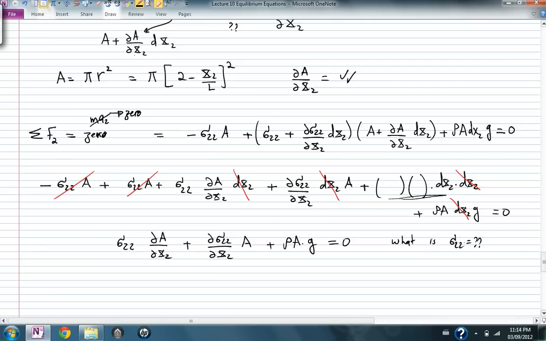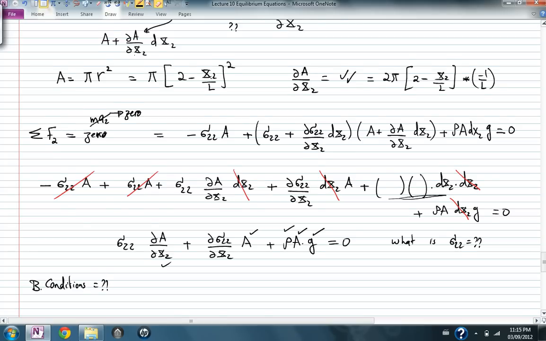That satisfies this differential equation, where I have the area as a function of x, and I have partial A by partial x2 also as a function of x, which is equal to 2 pi times 2 minus x2 over L multiplied by negative 1 over L. So I have this value, I have this A, I have g given, and I have rho given. So I have all the numbers. All I'm looking for is what is the function sigma 2,2 that can satisfy this equation, and I'm looking for some boundary conditions. What are the boundary conditions?